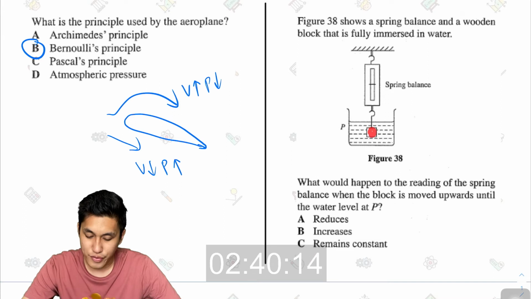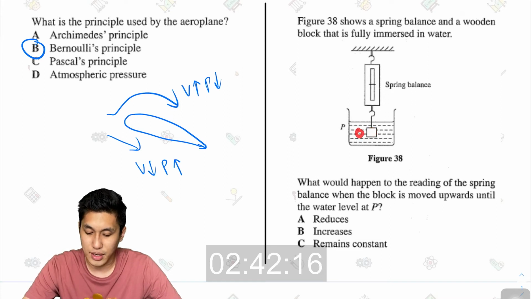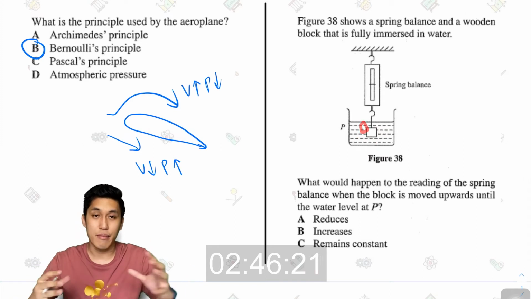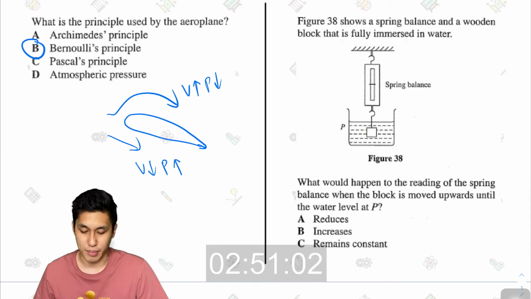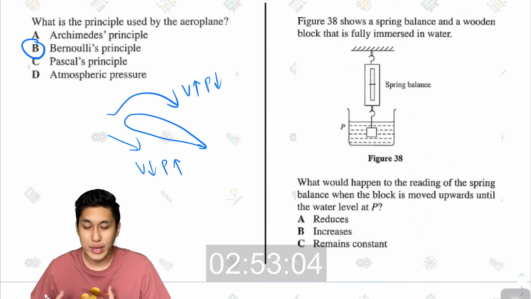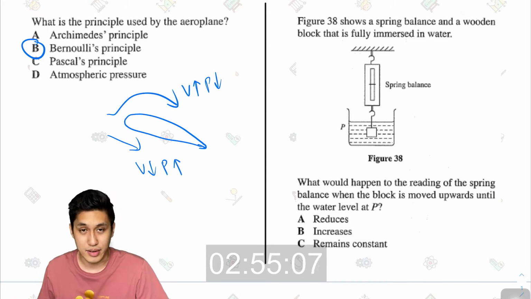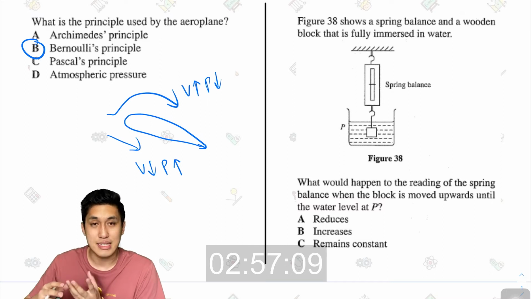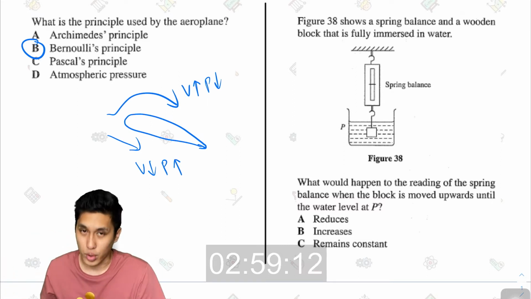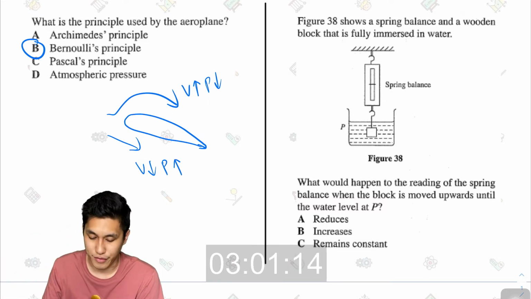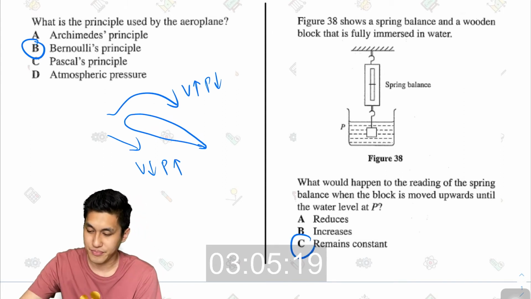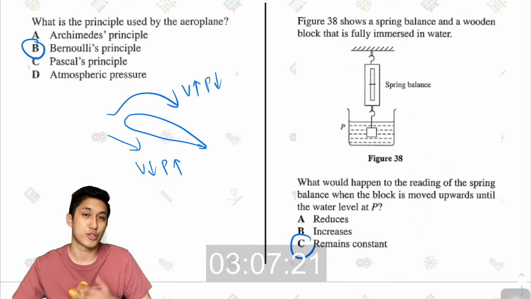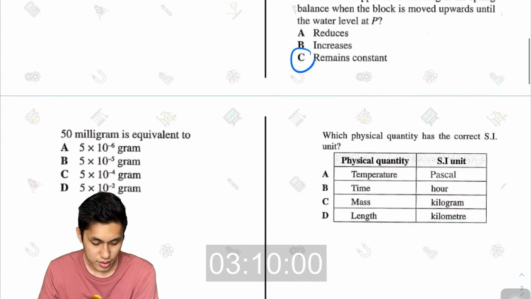And as you move the block around in the water, it doesn't matter where you move it, as long as the same volume of block remains in the water, the same buoyant force will act on the block. So you will still always get the same spring balance reading, unless some part of the block starts to come out of the water, then you get a lesser buoyant force. So in this case, the answer will be remains constant. It will remain constant until the block is actually out of the water.